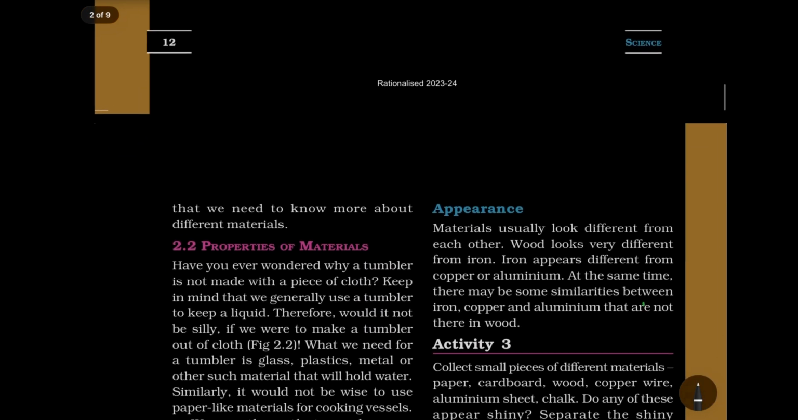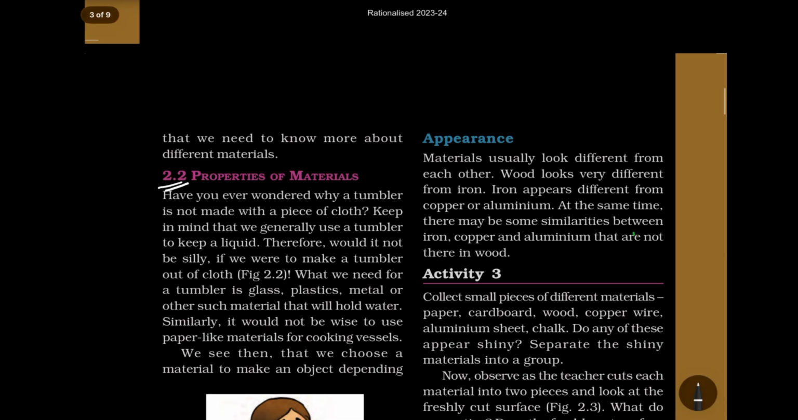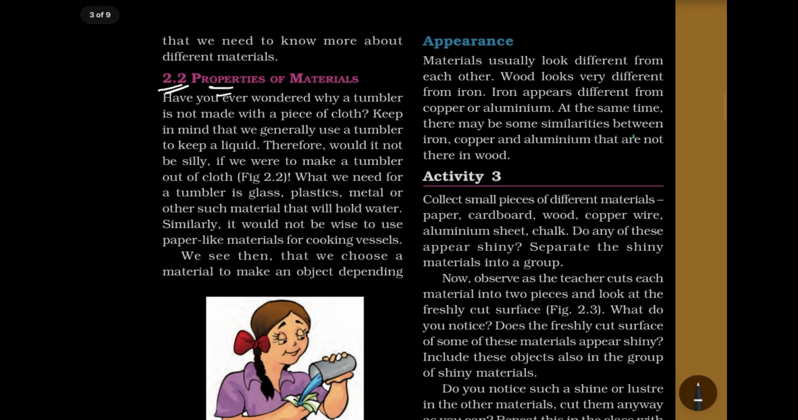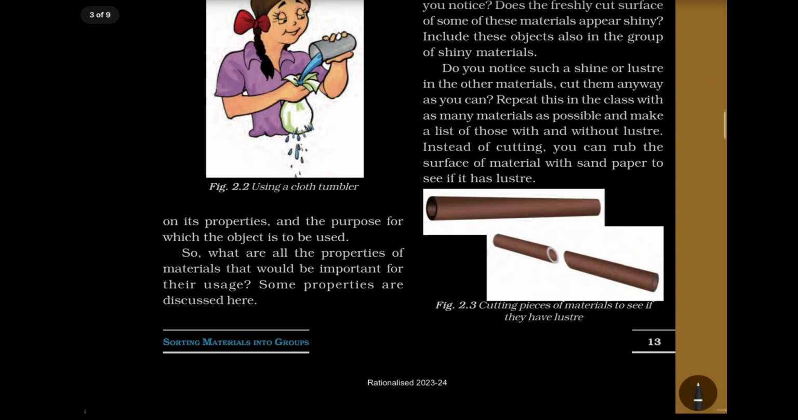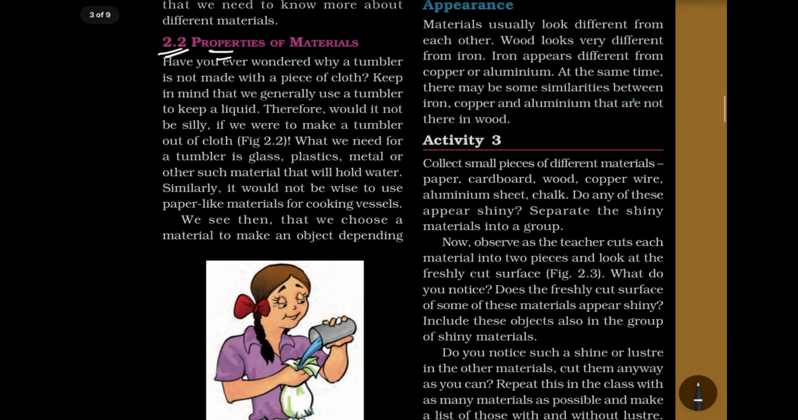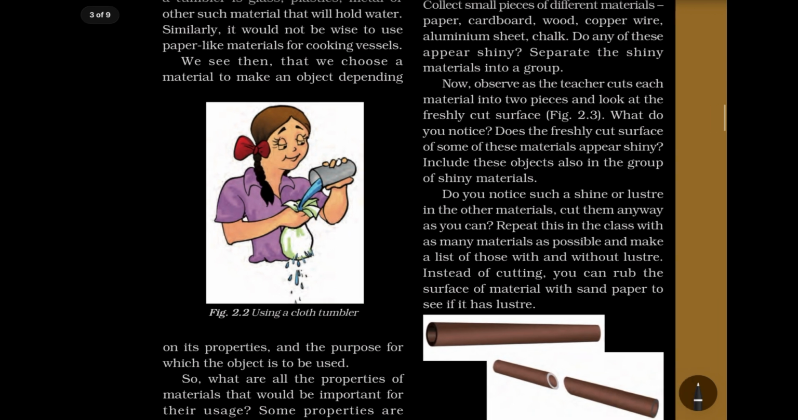And after this we have 2.2, properties of materials. Properties means a definite character of the materials. The properties of materials that we are going to study are the appearance, lustre, and whether they are soluble or insoluble in nature. We are going to see all these things. So we have an experiment here in table 2.2.